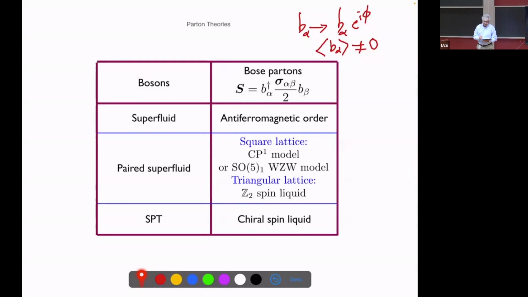On the other hand, once you condense b alpha, you necessarily break spin rotation symmetry because there's no choice of b alpha that leaves all the spins invariant. Remember, of course, this b alpha has a constraint that b dagger b equals 1.